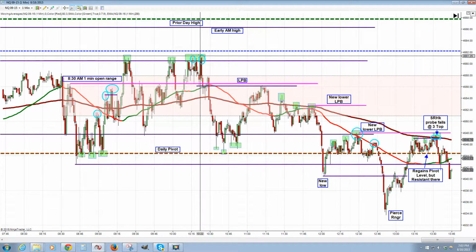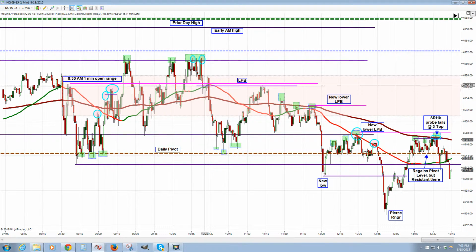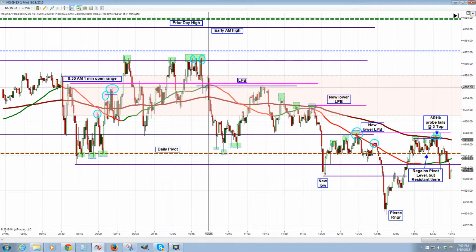Put an order in. You're risking a few ticks. And what's the possible reward? I think down here. Where would I be looking to take profits? I'd be thinking maybe around the moving average. I might want to get out here.